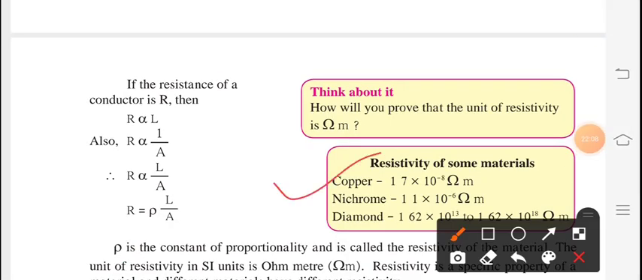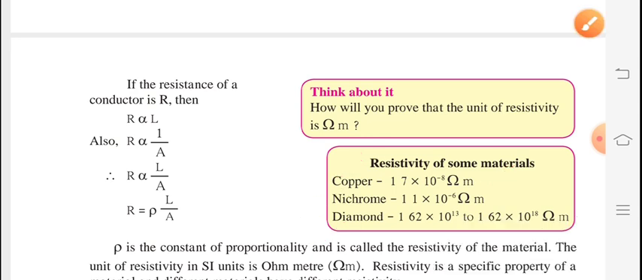Here in this table you can observe the resistivity of different materials. For copper it is 1.7 into 10 raised to the power of minus 8 ohm meter. For nichrome it is 1.1 into 10 raised to the power of minus 6 ohm meter. For diamond it is 1.62 into 10 raised to the power of 13 to 10 raised to the power of 18 ohm meter. The unit of resistivity is ohm meter.